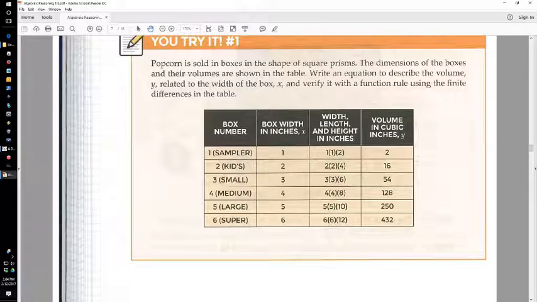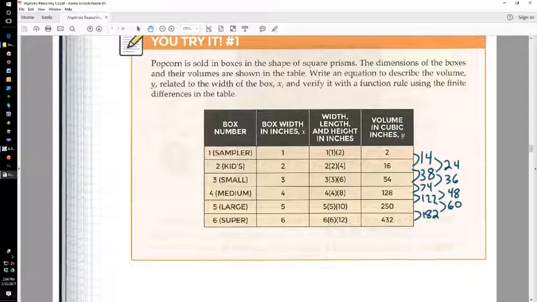All right, so this is You Try It number 1. I'm just going to burn through this real quick. Start off by finding all my differences. So 16 minus 2 is 14. 54 minus 16 is, you know what, I'm going to use a calculator just to do the whole thing. Just give me a second. Alright, so those are my first differences. Let's find the second differences. 38 minus 14 is 24. Then I'm going to pause, and you go ahead and fill in the rest real quick. And those are your second differences.